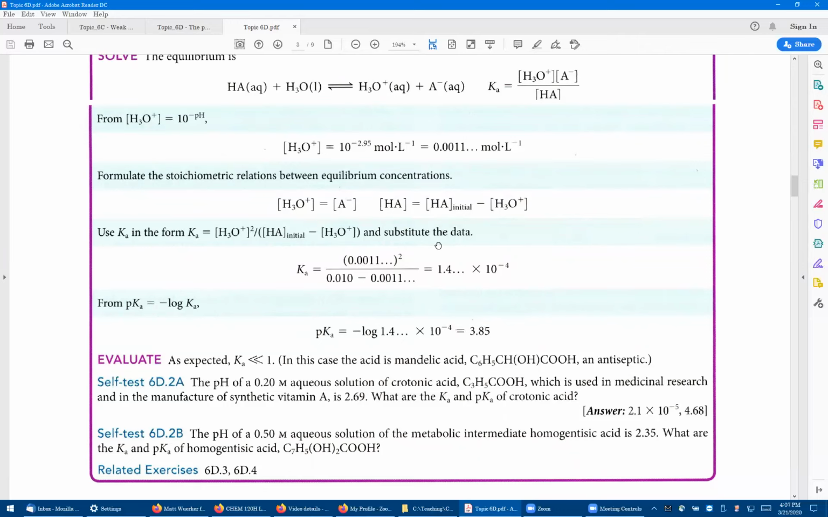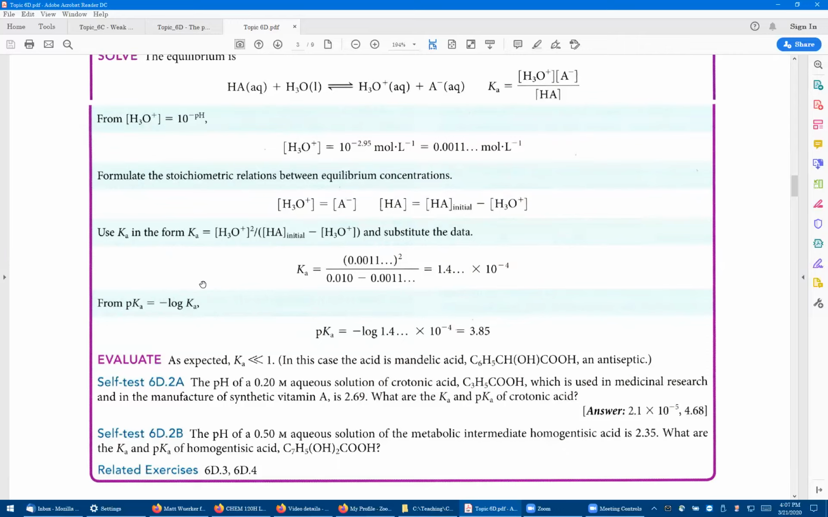So setting this up as before, the equilibrium constant expression is Ka equals 0.0011 squared, because both of these are 0.0011, divided by the 0.01 initial concentration minus that concentration of H3O+, which is 1.4 times 10 to the minus 4. So the Ka turns out to be that. You can see it is a weak acid as expected. It's about 10 times stronger than acetic acid, though, which we've seen has a Ka of about 1.8 times 10 to the minus 5. But it's still a weak acid, as we can see.